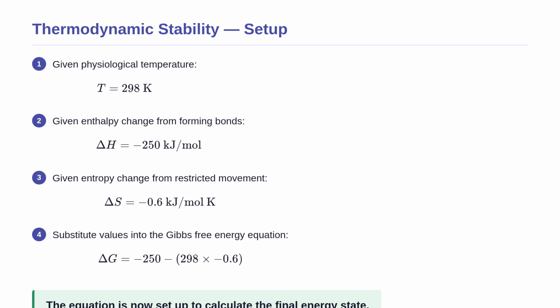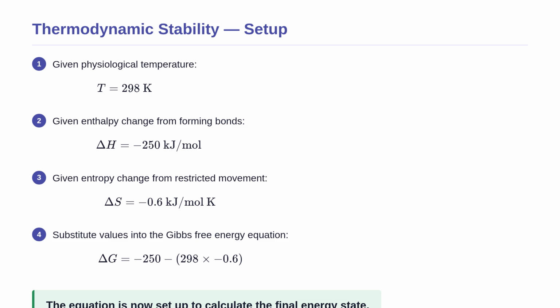Let us apply this thermodynamic equation to see what keeps a folded domain stable once it is formed. Imagine a specific protein domain folding at a physiological temperature of 298 Kelvin. During folding, the formation of hydrogen bonds releases heat, giving an enthalpy change of negative 250 kilojoules per mole. However, folding restricts the protein's movement, resulting in a loss of entropy, given as negative 0.6 kilojoules per mole Kelvin. We need to determine if this domain will fold spontaneously.